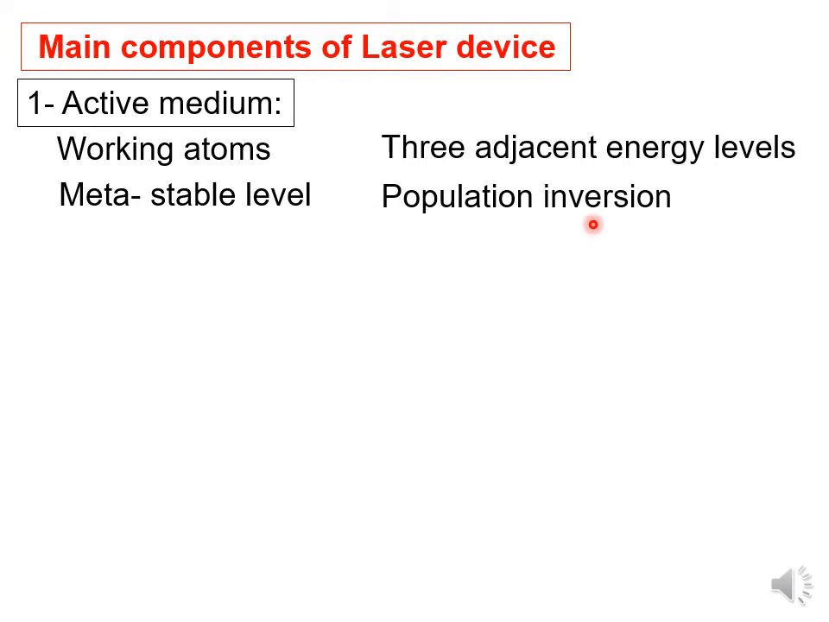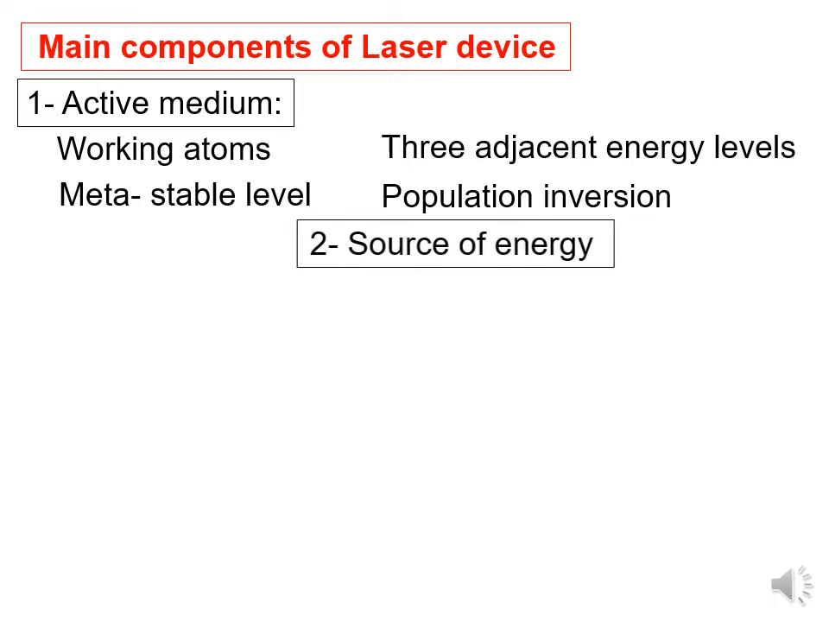What is population inversion? Population inversion is a state at which the working atoms in the metastable level are more than the working atoms in any other level, due to the long life period of the metastable level, which increases the possibility of stimulated emission.